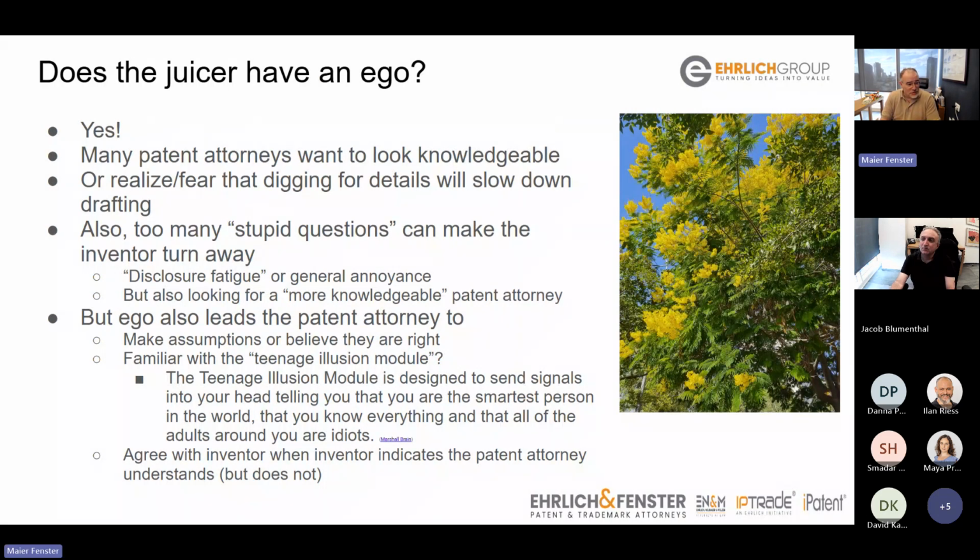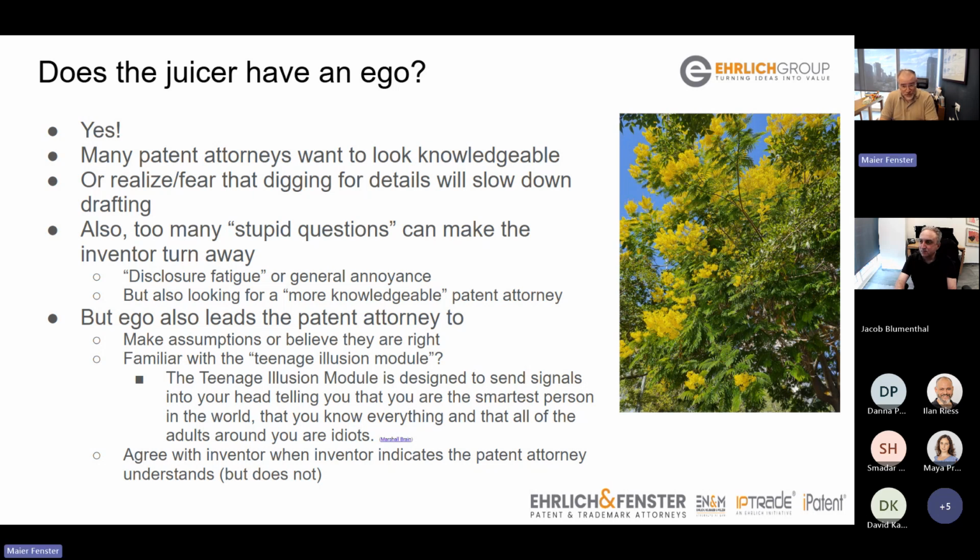They want to look knowledgeable, okay? If you're an expert in physics and you're meeting a physicist, you want to look like you understand. You also have a PhD in physics. Sometimes the patent attorney fears, perhaps correctly, that getting too many details will slow down the drafting process, or asking too many stupid questions will make the inventor say, no, I want somebody who understands me or pretends to understand me. Also, the more questions you ask, the more disclosure fatigue you get.